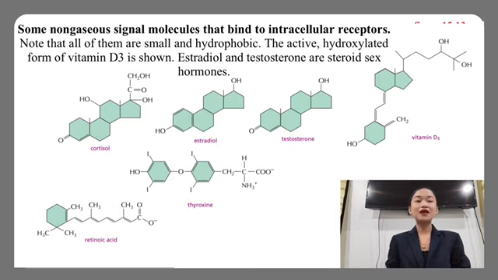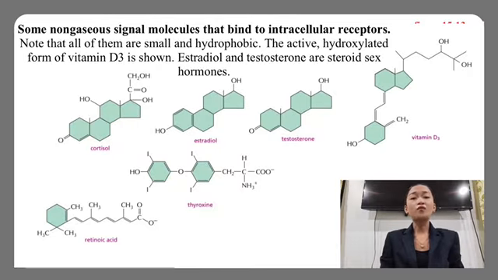Here, we can see several examples of some non-gaseous signal molecules that bind to intracellular receptors. We have cortisol, a stress hormone that helps control metabolism and the immune response. Estradiol and testosterone, which are steroid sex hormones responsible for male and female characteristics. Vitamin D3, which is important for calcium absorption and bone health. Thyroxine, a thyroid hormone that controls metabolism. Retinoic acid, which is derived from vitamin A and helps regulate cell growth and development.